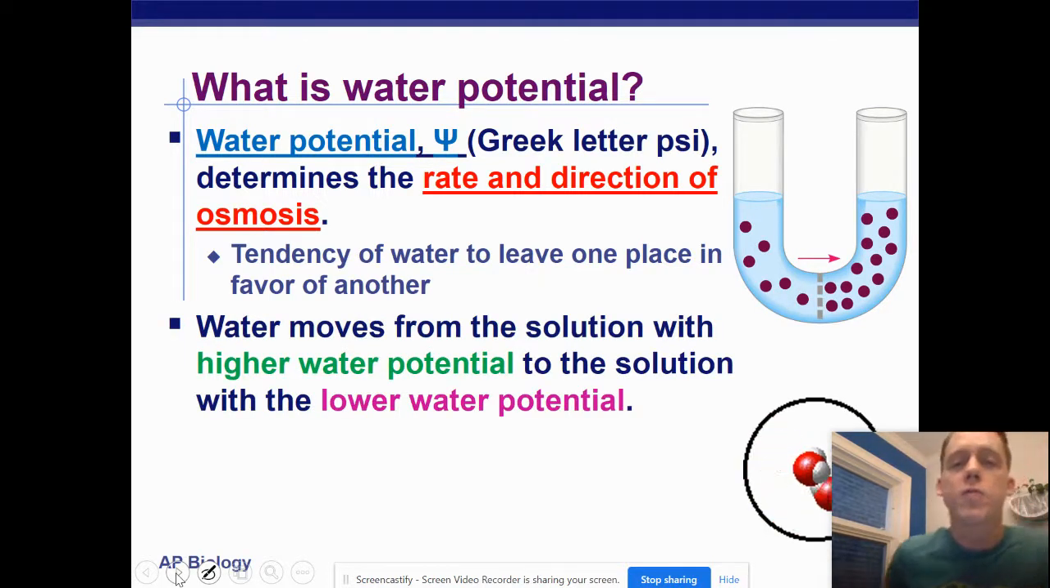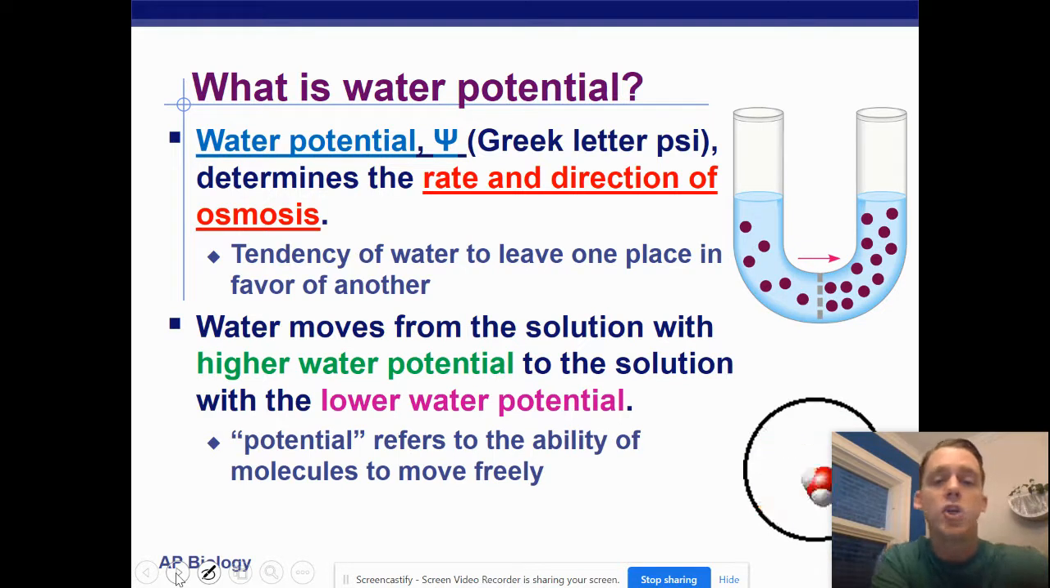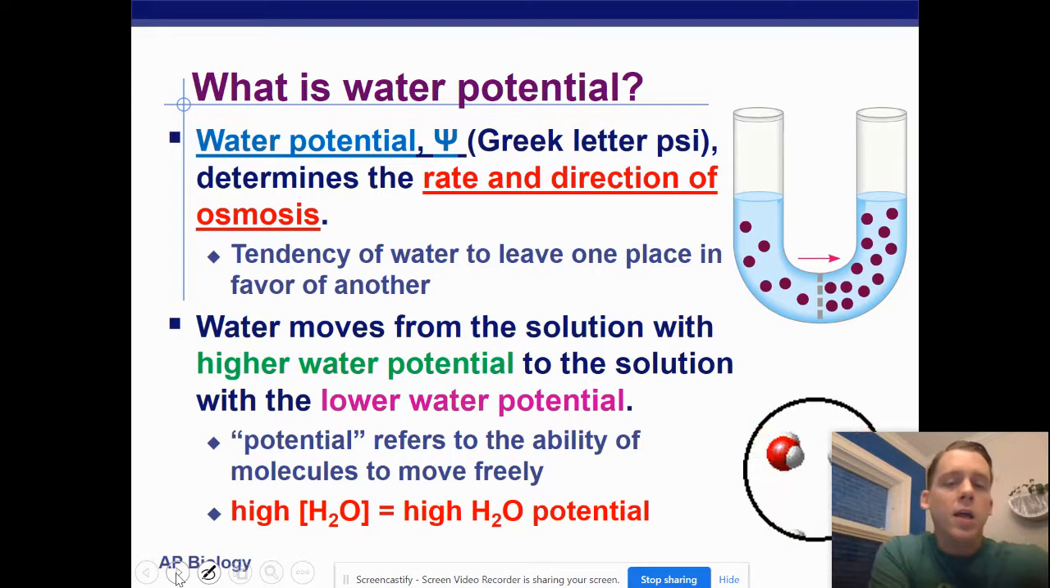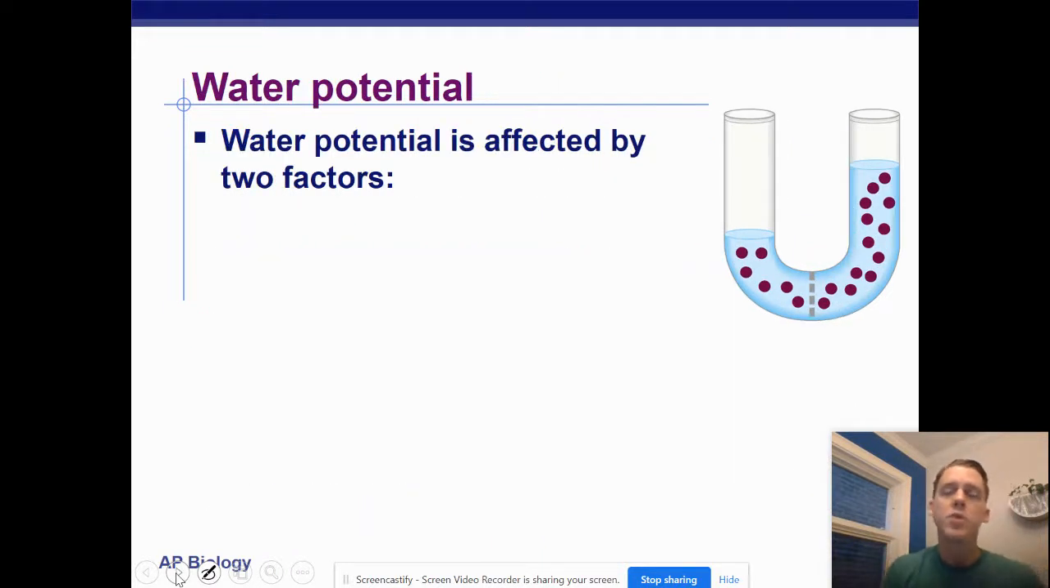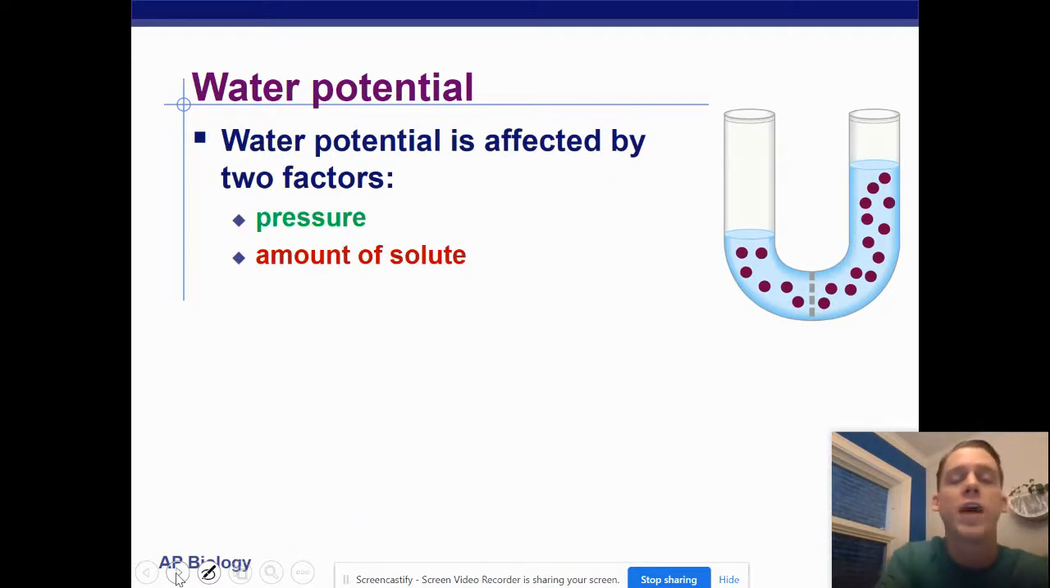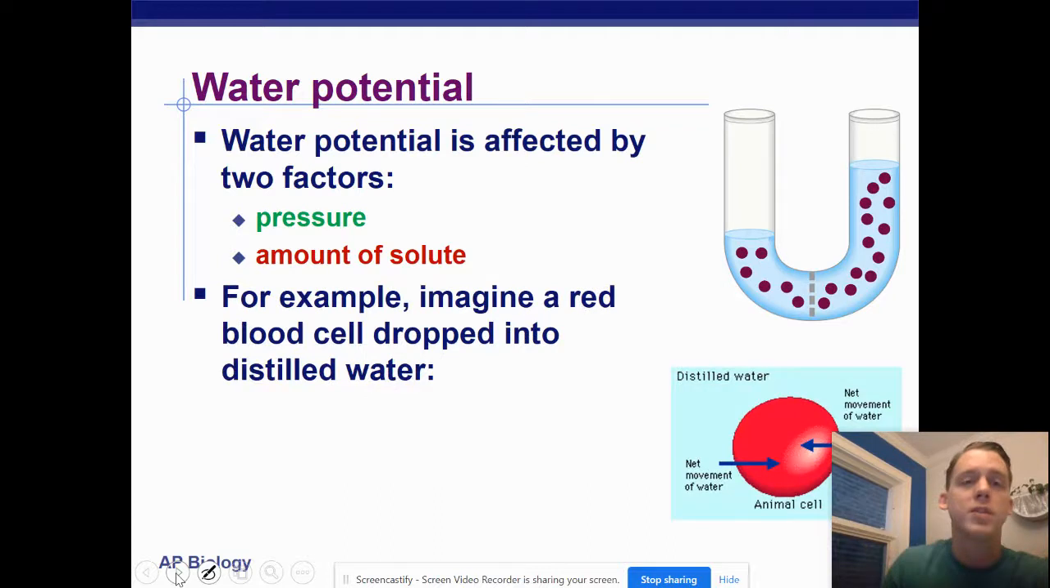Water moves from the solution with a higher water potential to the lower water potential. We always go high to low with water potential. Potential refers to the ability of molecules to move freely. So if you have a high water concentration, then you have high water potential. Water potential is affected by two factors. Those two factors are pressure and the amount of solute. Both of those things affect water potential.